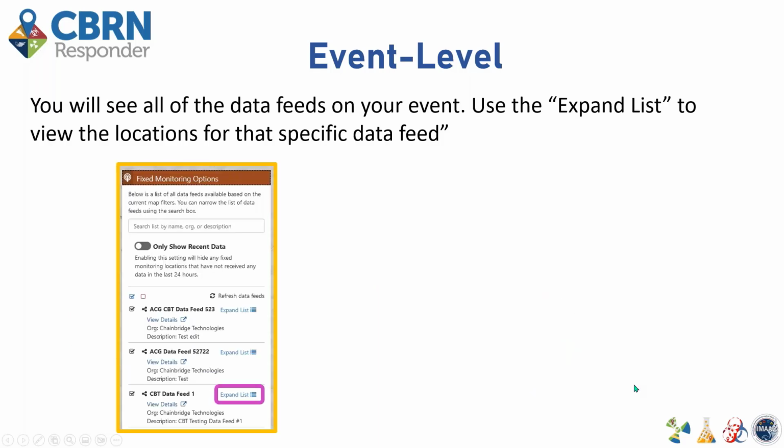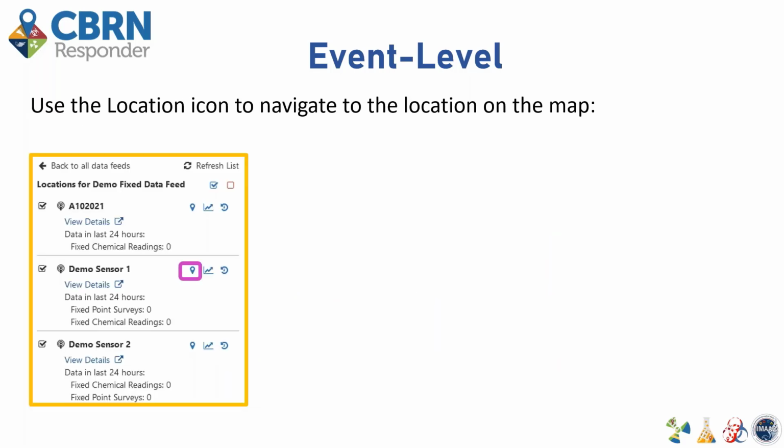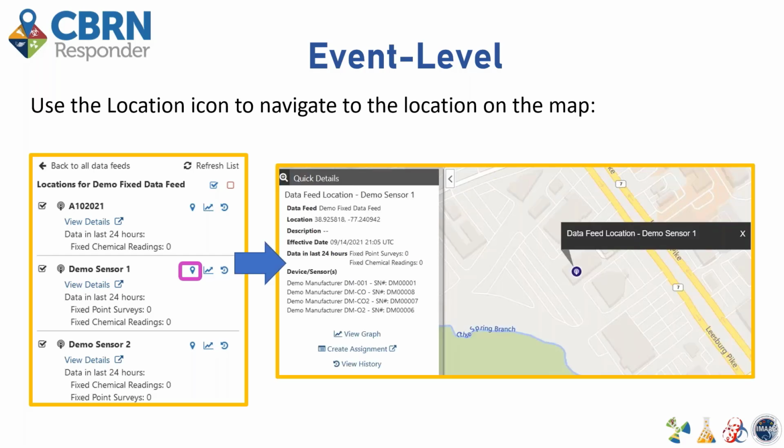If I want to view those specific locations and devices of a data feed, I'm going to use the expand list button. And now I'm viewing the locations for the data feed that I chose to view. So you can see the specific information there, such as a link to the tabular view again, the data collected in the last 24 hours, so the number of surveys and or chemical readings. You can also use that location icon, and that'll navigate the map to where that location actually is.